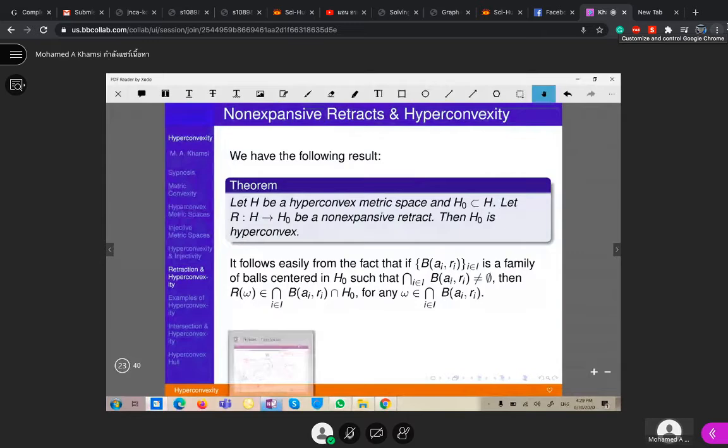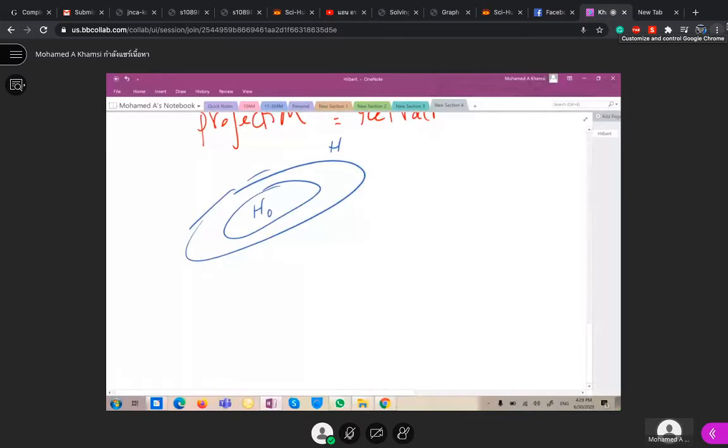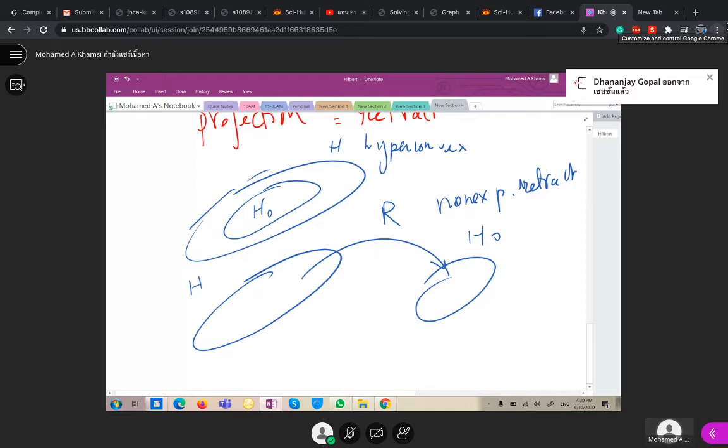It says the following. We have H, and we have H0 inside. And we assume that H is hyperconvex. So basically, H0 is a subset of a hyperconvex metric space. Great. So now, assume that you have H, and this is H0. And you have now R, which is a non-expansive retract. So basically, you have a projection from H into H0.